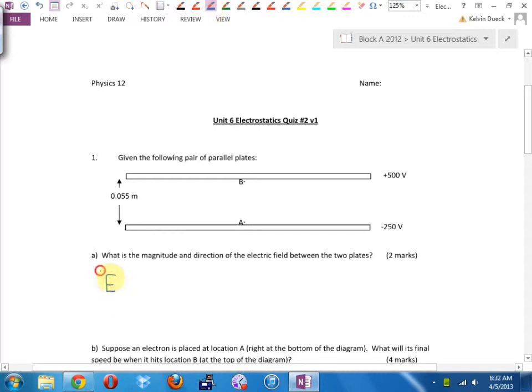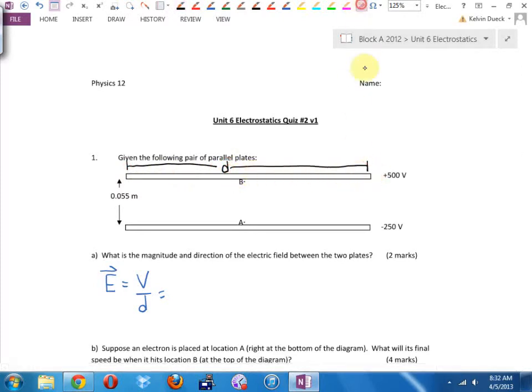Electric field, symbol capital E, is the voltage divided by the distance. By the way, in your review and on your test, because they often give us a multiple choice question, you'll notice they often give you that distance there as well, just to screw you up, because they have to give you legitimate wrong answers, so don't fall for that. It's the distance between the plates.